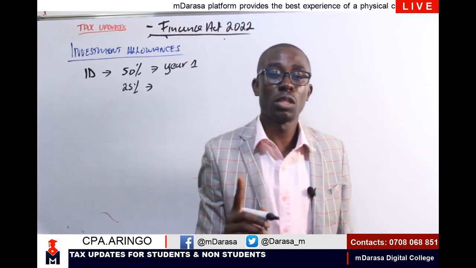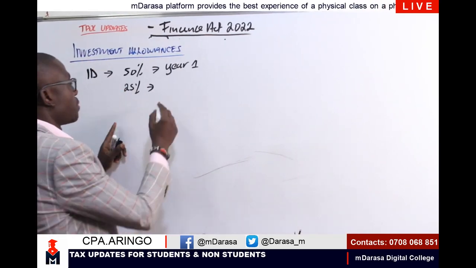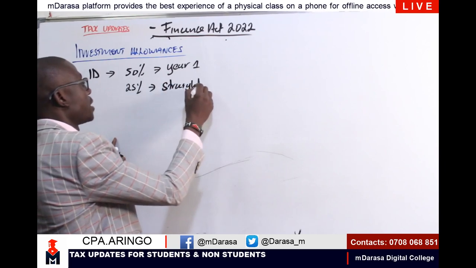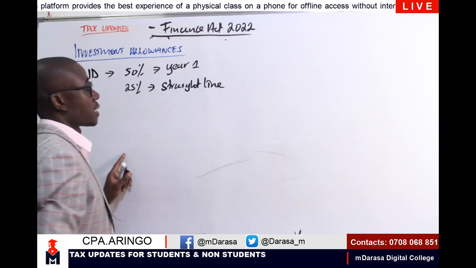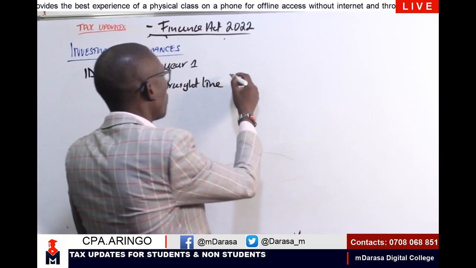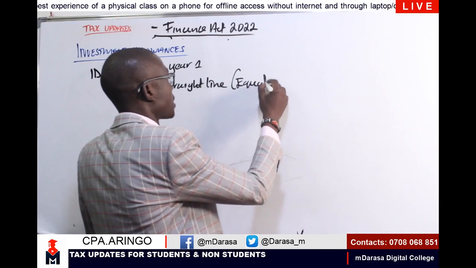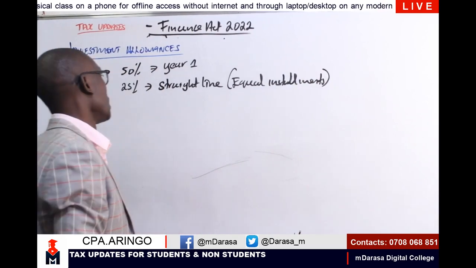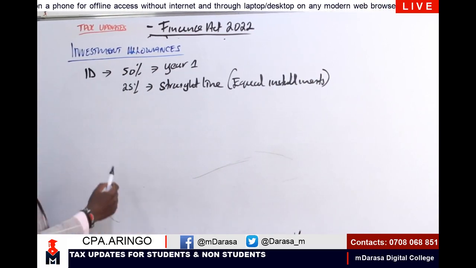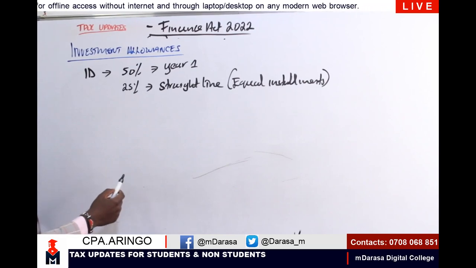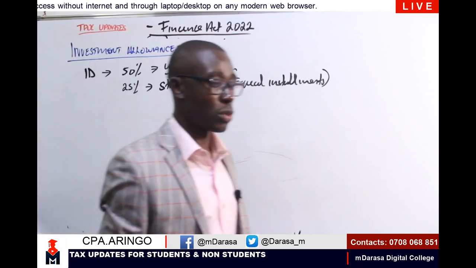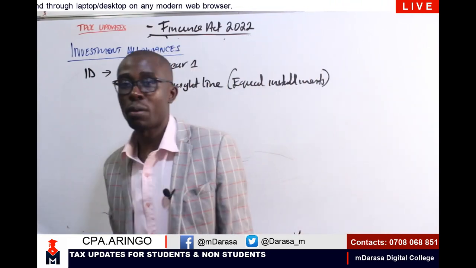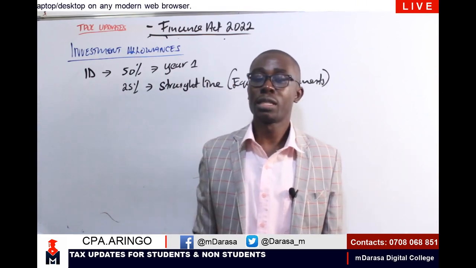But from now henceforth, for you who are going to do any tax exams in 2023, we will not do reducing balance, but instead it will be on a straight line basis, meaning equal installments. The balance will be on equal installments. That is to say, if I have an item for ID going for, say, 1 million, I deduct 50% in year one, then 25% of the balance on a straight line basis, that is, on equal installments.